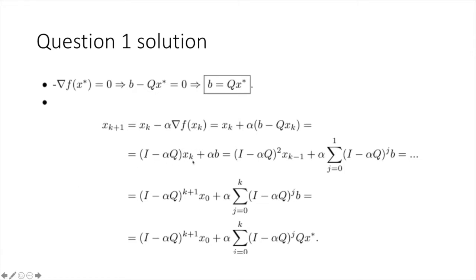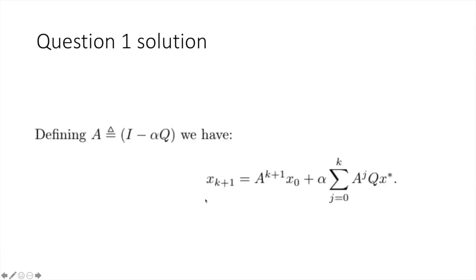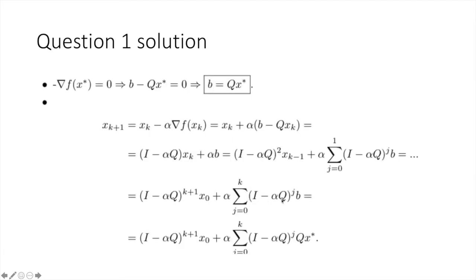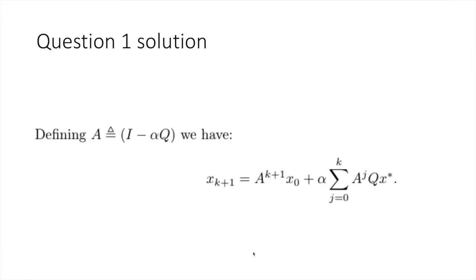And so we can group xk on this side to get this expression, and by opening xk minus 1 and then xk minus 2 and so on, we would get this expression: I minus alpha Q raised to the power of k plus 1 times x0, plus alpha times the sum of I minus alpha Q raised to the power of j times b, where j is the iterator that goes from 0 to k. Let's define A to be I minus alpha Q, and so we would have the simple expression xk plus 1 is equal to A raised to the power of k plus 1 times x0 plus alpha, the sum from 0 to k, of A raised to the power of j times Q x star.